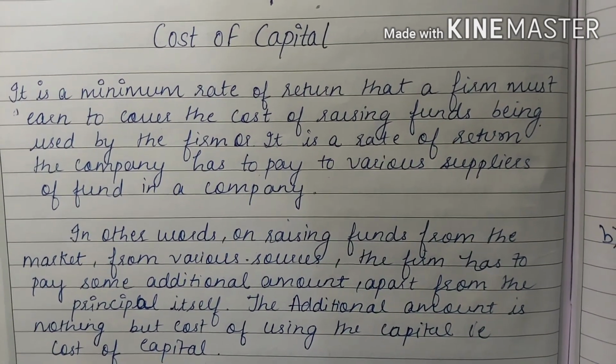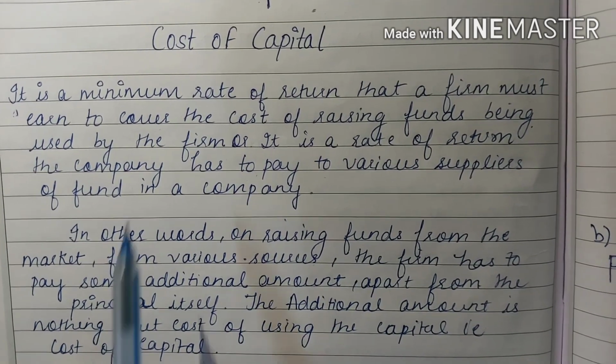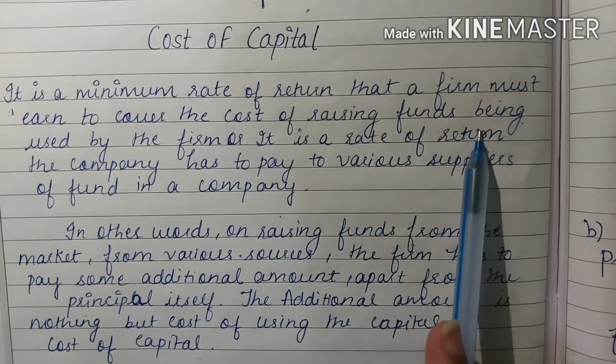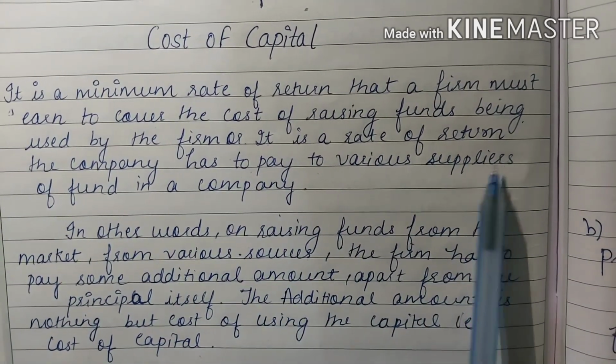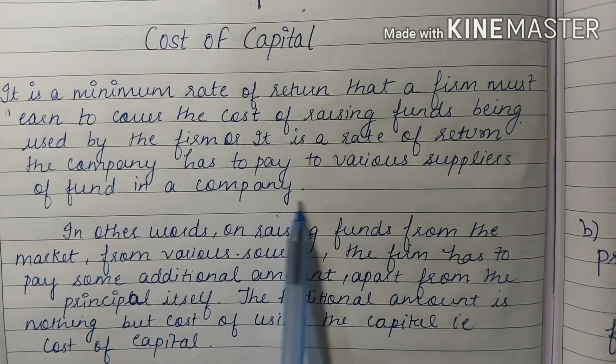So today we'll start with a new chapter, that is cost of capital. Cost of capital is the minimum rate of return that a firm must earn to cover the cost of raising funds being used by a firm, or it is a rate of return the company has to pay to various suppliers of fund in a company.